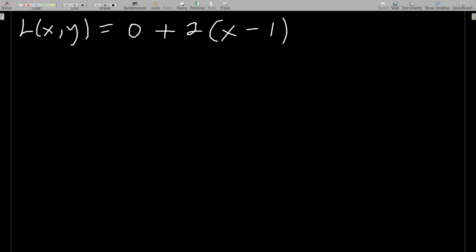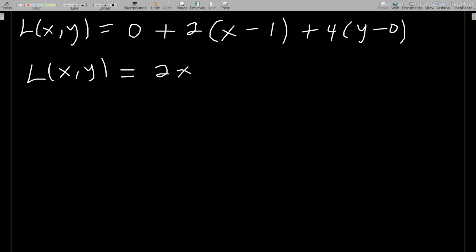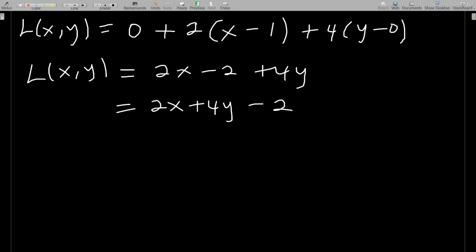So all that we need to do is just write our linearization, which is equal to f of x naught, y naught, which was 0, plus fx simplified at p, which was 2, into x minus x naught, where x naught is 1, and plus 4 into y minus y naught, which is 0. So we have L of xy equal to 2x minus 2 plus 4y, so this is 2x plus 4y minus 2. Okay, so now this is what you have.